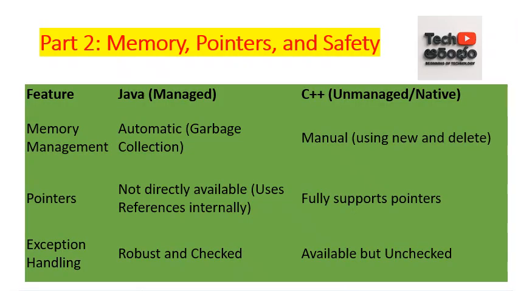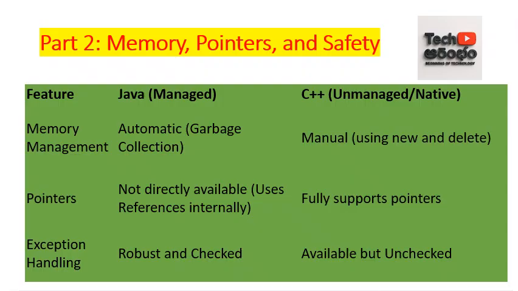Let's talk about Part 2, which focuses on memory and pointer safety with respect to C++ and Java. One of the biggest differences is memory management. Java uses automatic memory management via a concept called the garbage collector. The garbage collector cleans up unused objects automatically, which prevents memory leaks and dangling pointers. This safety comes at a slight performance cost.